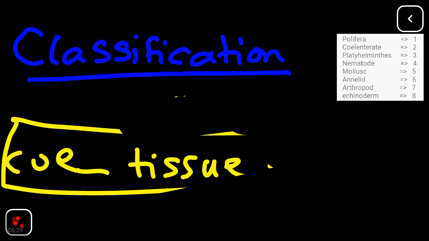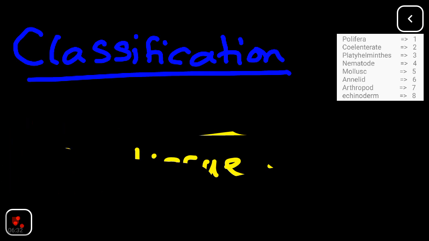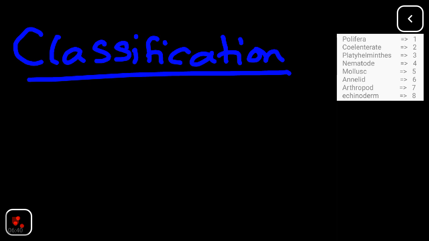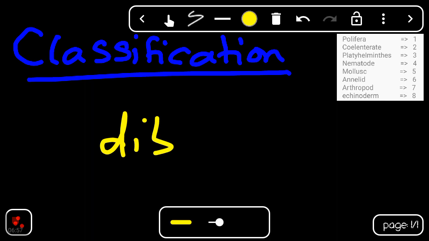Next, I'm going to discuss the germ layers. Sometimes we have ectoderm, endoderm, and some animals also have an additional mesoderm, that's the middle layer. This is how the trick will look. The ones that have only two are called diploblastic.